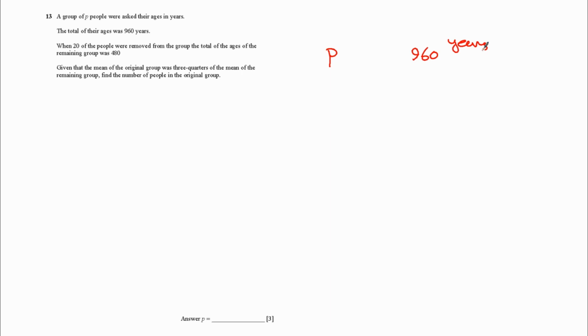So we removed 20, and the total now is 480. Given that the mean of the original group was 3/4 of the mean of the remaining group, find the number of people in the original group. Basically, we want to find out P, which is the number of people.